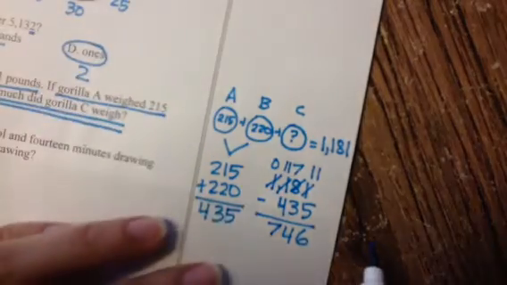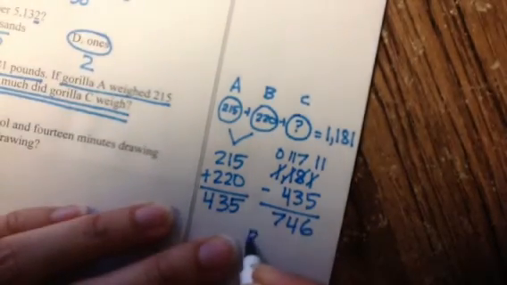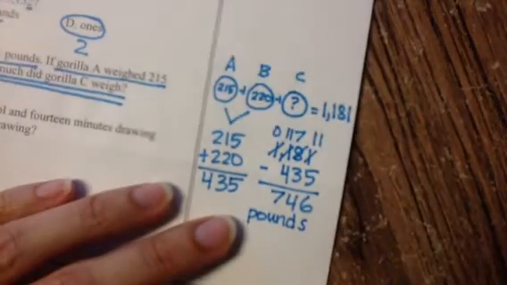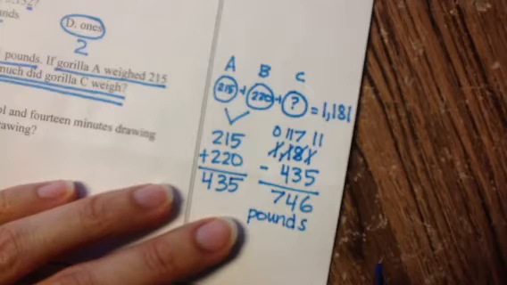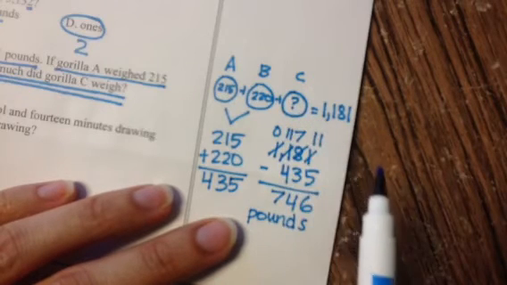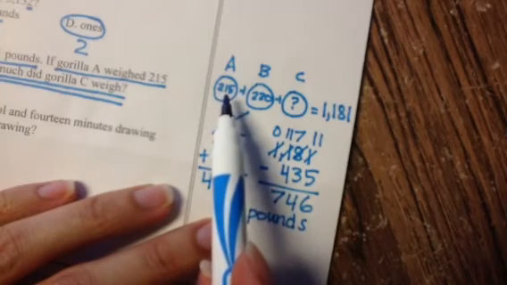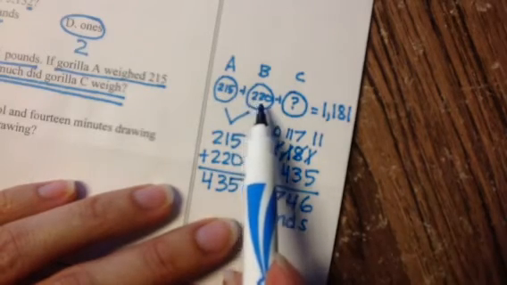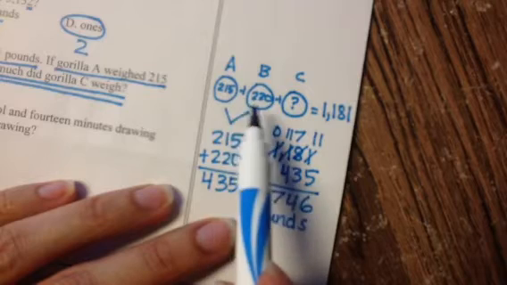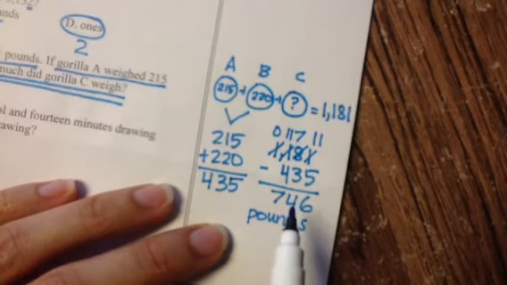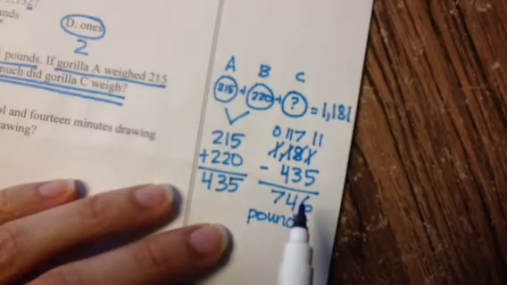746 what? Pounds. And what weighed 746 pounds? Gorilla C. Oh, whoa, look at that. That one weighed 746, and the other ones were 215 and 220. Oh, they must be the baby. And maybe that's the mommy. I don't know. All right, are we ready for the last one?